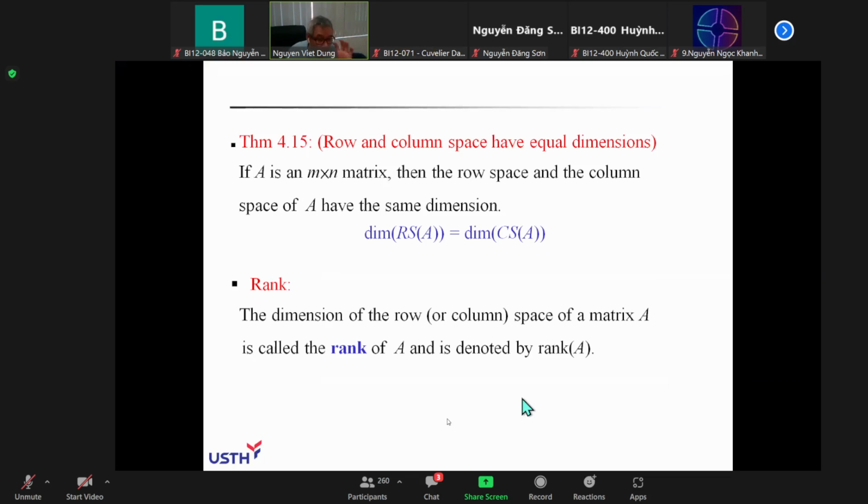And obviously, you will have some exercises to find the dimension, the rank of a matrix A, and now you know how to find it. And now I summarize: by definition, the rank of A is the dimension of the row space of A or the dimension of the column space of A.